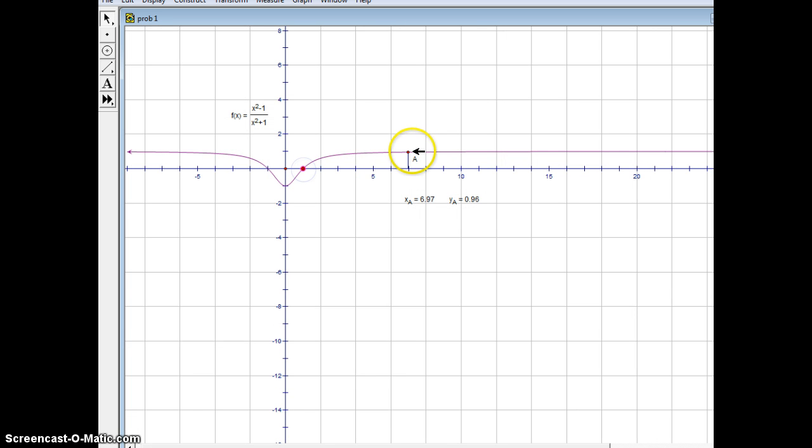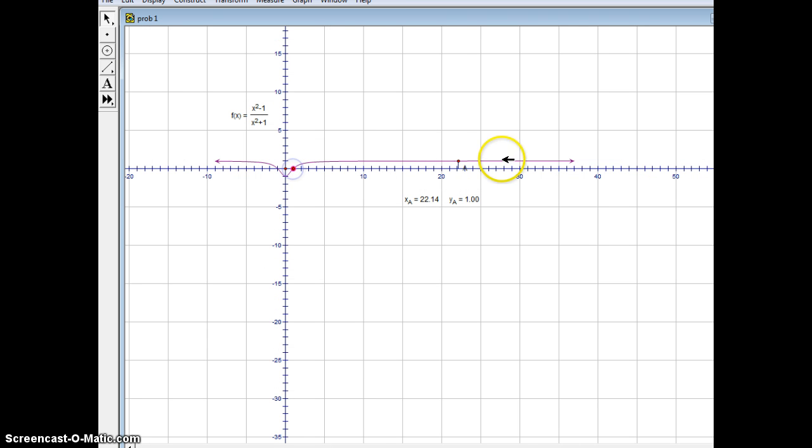I'm going to zoom out a little bit here and take a look. 0.97, 0.99. Will it reach 1? It looks like it does reach 1. I'm going to zoom out some more. Graphically speaking, it definitely looks like the limit as x approaches infinity is 1. And we will be learning how to prove that in just a little while.